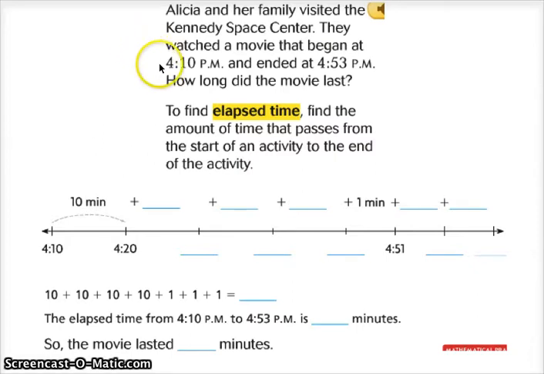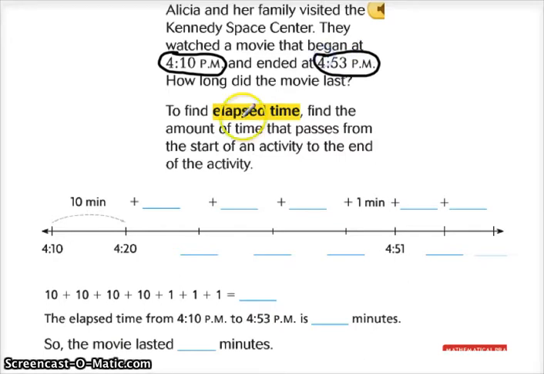They watched a movie that began at 4:10 p.m. and ended at 4:53 p.m. How long did the movie last? In other words, how much time has passed between the beginning of the movie and the end of the movie? So we know that the movie started at 4:10 and it ended at 4:53.